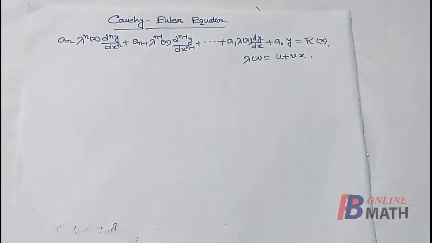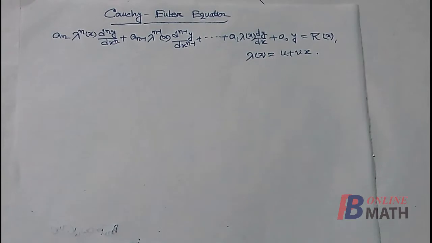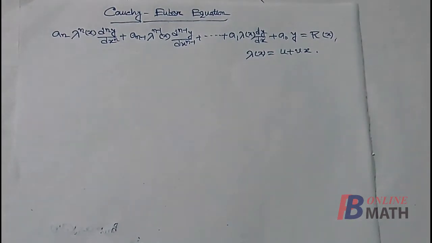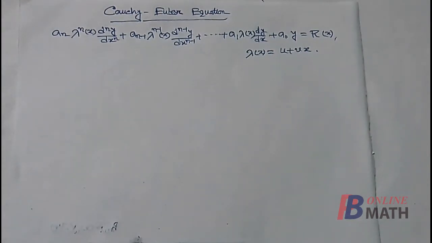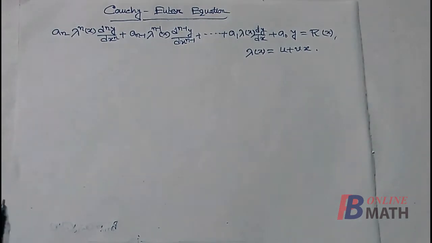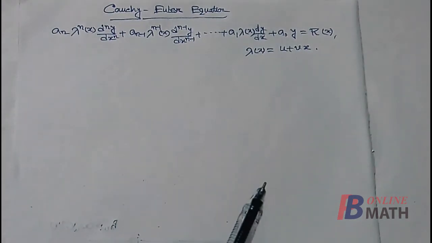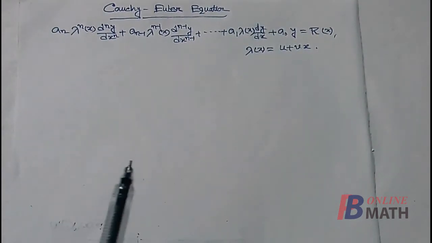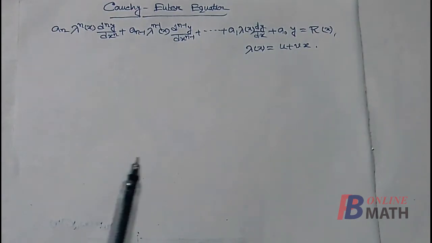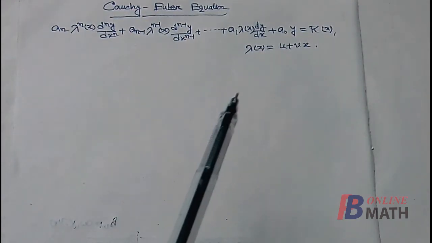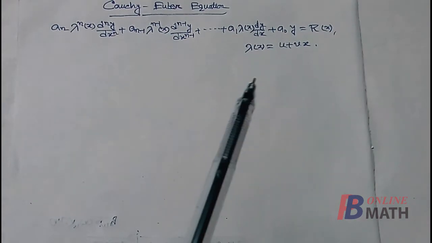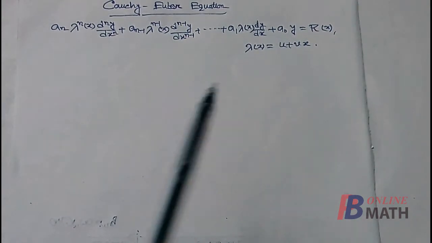Hello everyone. In this video we are going to discuss the Cauchy-Euler equation in ordinary differential equations. Let us consider this equation. This is the general form of the Cauchy-Euler equation where a0, a1, a2 up to an are constants. R(x) is a function of x and λ(x) is a linear function of x. Here we assume that λ(x) = u + vx where u and v are just constants.